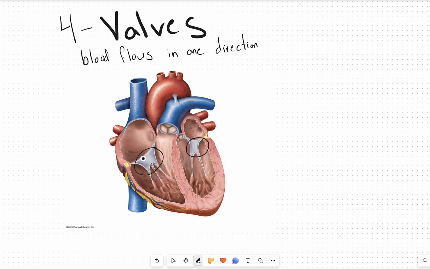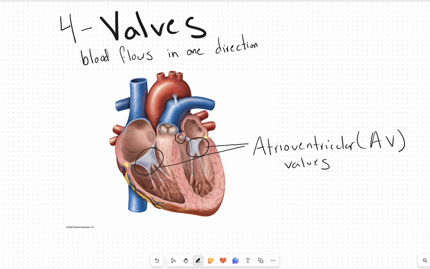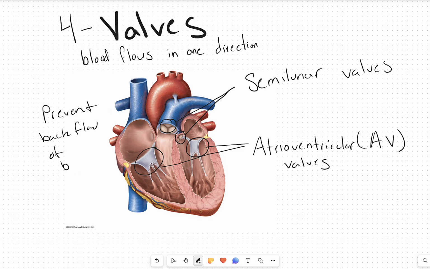The first set here are the atrioventricular valves, or the AV valves. These are found between an atrium and a ventricle. And then the other 2 valves are inside of the arteries that leave the heart, and these are called the semilunar valves. The function of all of these valves is to prevent the backflow of blood. So the AV valves are going to prevent blood from going from the ventricle back to the atrium, and then the semilunar valves are going to prevent blood in the arteries from flowing back into the ventricles.